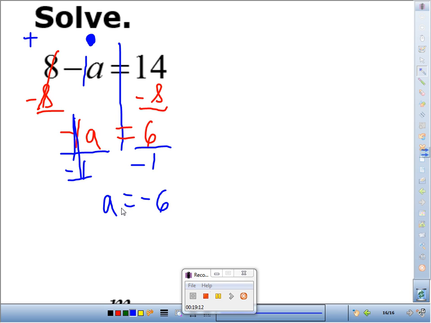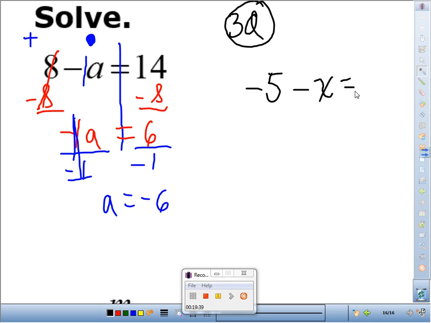I want to give you another one so you can try by yourself. Here we go. Example 3. Copy this one, please. Let's label this negative 5 minus x equals 15. Go. See if you can do that one by yourself.